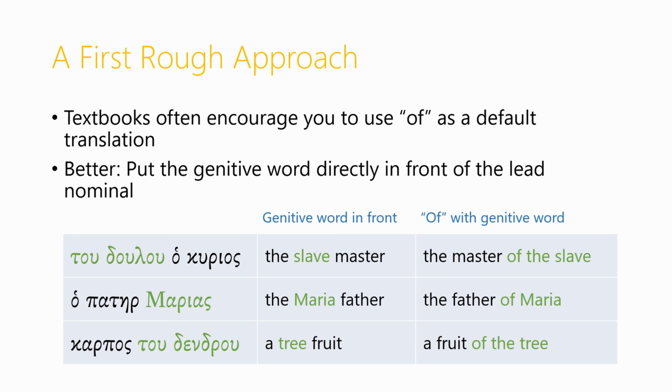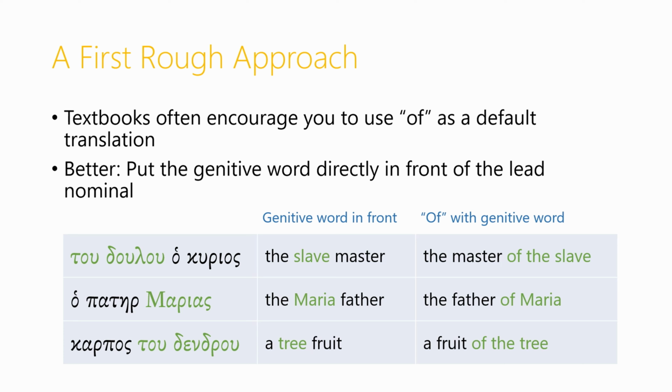That is not bad as far as it goes. The problem is that the English word "of" isn't as vague, isn't as broad in its use as the genitive case is in Greek. And so if we get used to using "of" for the genitive, it's going to bias our interpretation down the road.